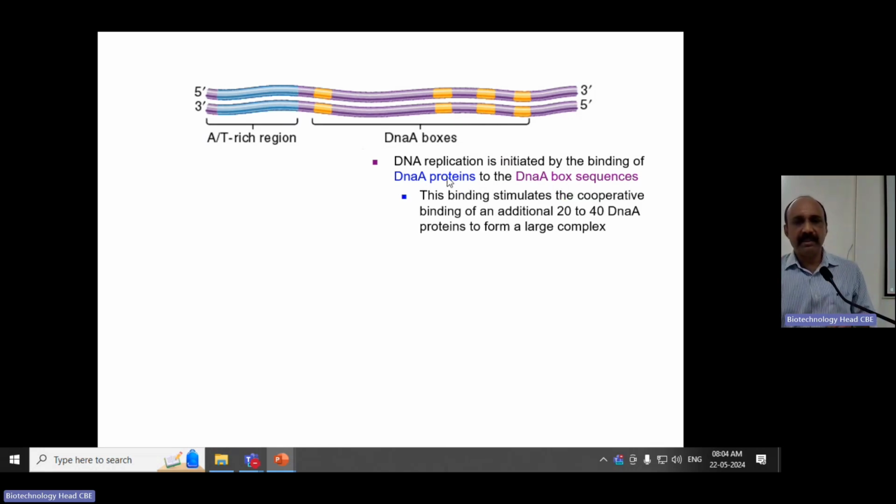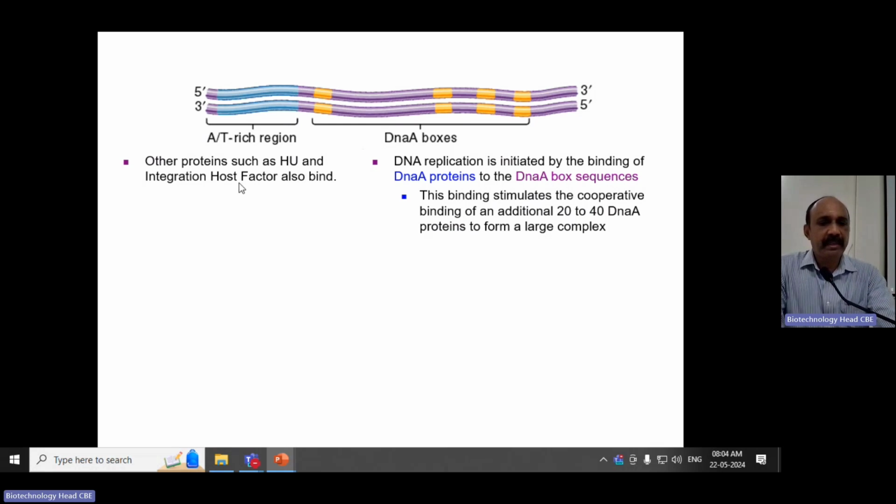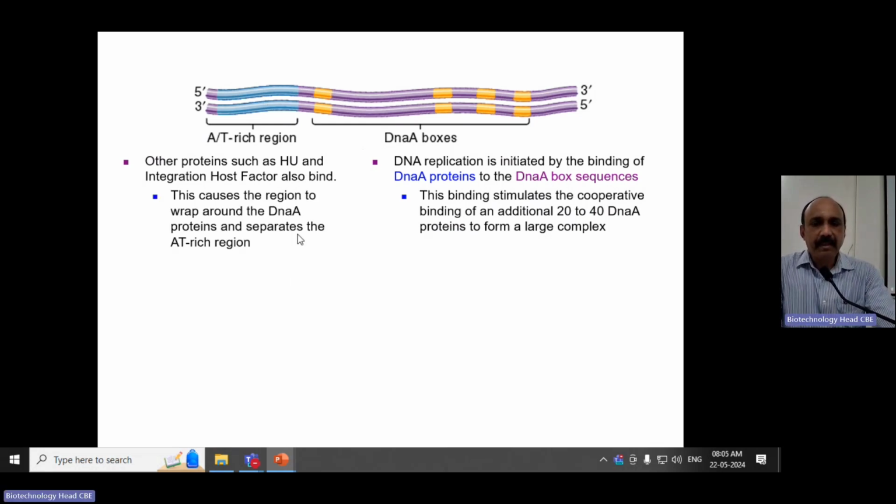So starting with this binding, this protein stimulates the cooperative binding of additional 20 to 40 DnaA proteins to form a large complex. So once one DnaA protein recognizes this sequence, that will bring in another 20 to 40 DnaA proteins, and all of them bind to this region. The other proteins like HU or the integration host factor also bind to this AT rich region. So you don't need to remember all this. Many types of proteins come and bind to this, right?